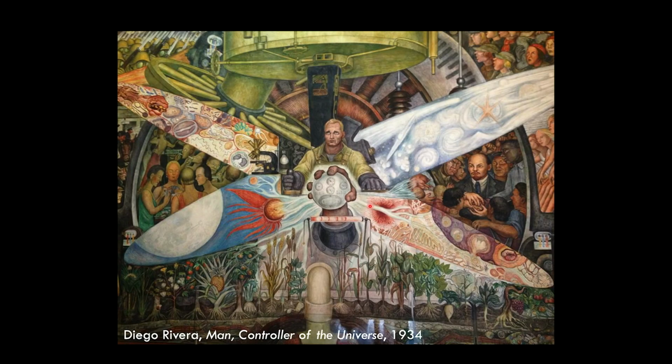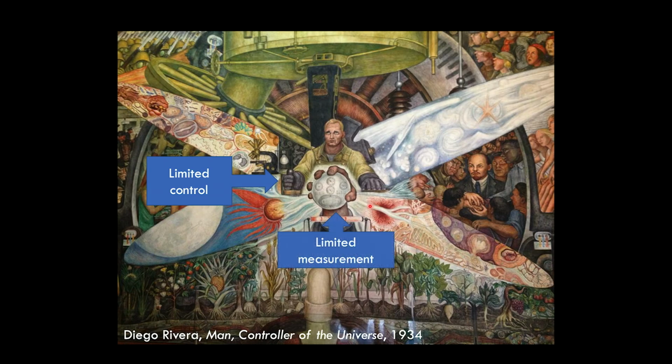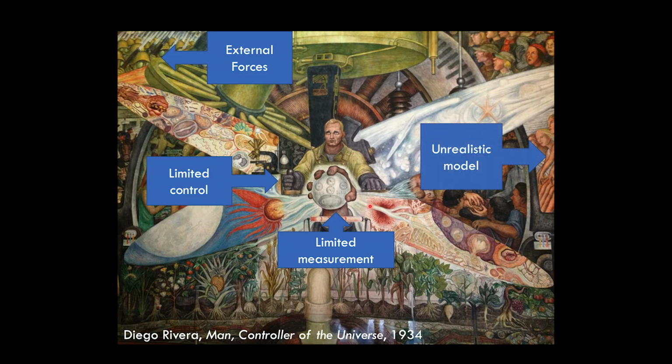So Diego Rivera, he painted this thing. He made a big mural of it. It's called Man, Controller of the Universe. I like it because it captures a couple of things. The guy's controlling the whole universe with one joystick. He has maybe 5 dials. There are these guys with guns causing trouble. And then I think there's this kind of unrealistic model of what's going to happen. And so that's the same. We're in the same position.